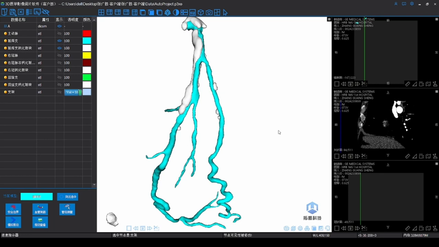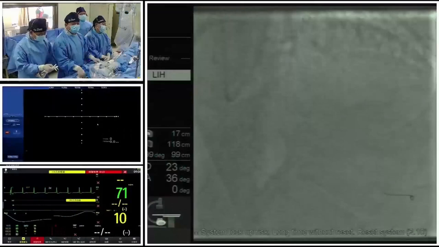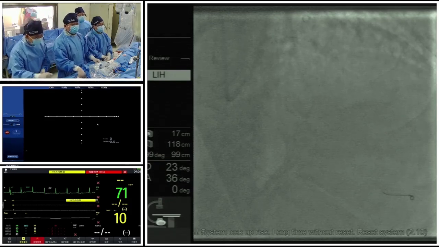Thank you. All right, thank you, Dr. Wang, and thank you, Dr. Zhao. I think this is a very interesting case. It's a multivessel disease, there's severe stenosis in RCA, and intermediate to severe stenosis in proximal LAD with lots of calcification. And there's also a clear fistula connecting the diagonal to the left ventricle.